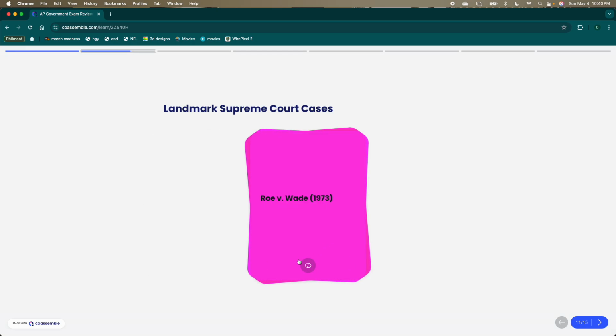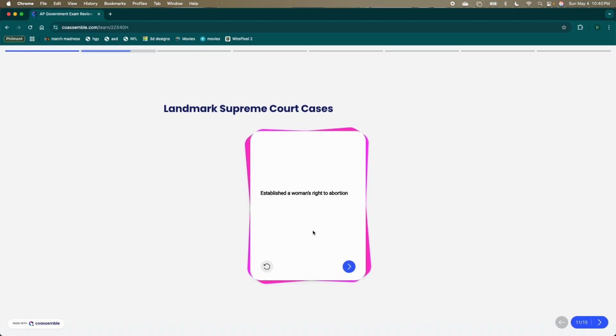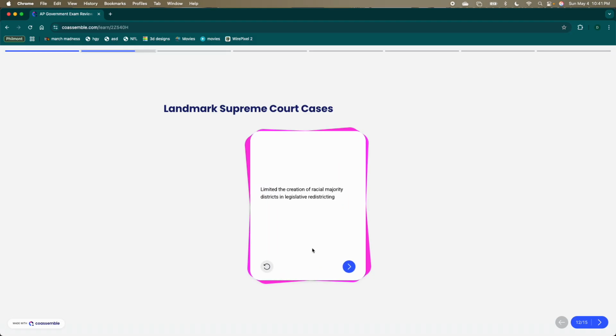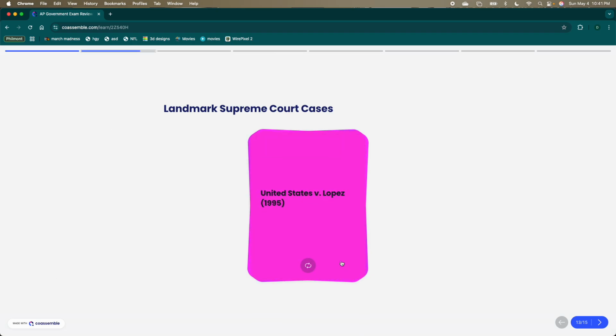Next up, we've got a very, very famous one, Roe v. Wade. Now, at the surface, it established a woman's right to abortion, but the constitutional principle is key for the AP exam. It did this through the Equal Protection Clause of the 14th Amendment. Next up, Shaw v. Reno. This prohibited redistricting based on race, limiting the creation of racial majority districts in legislative redistricting, of course, falling under the Equal Protection Clause of the 14th Amendment once again.